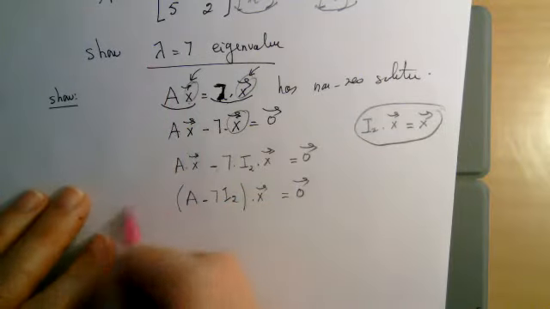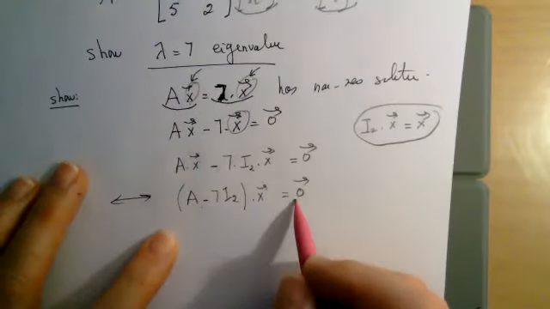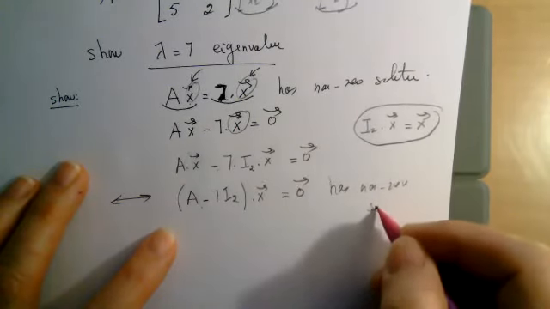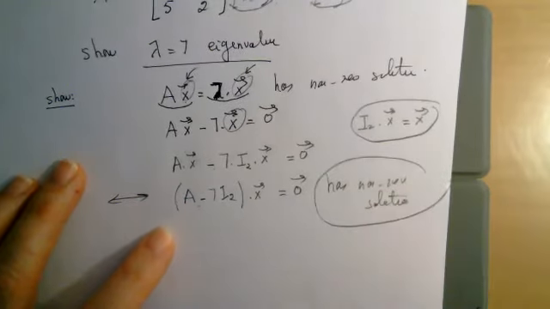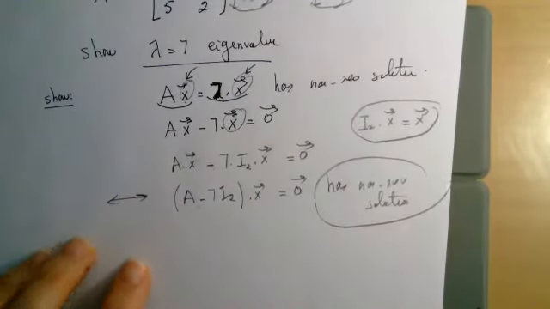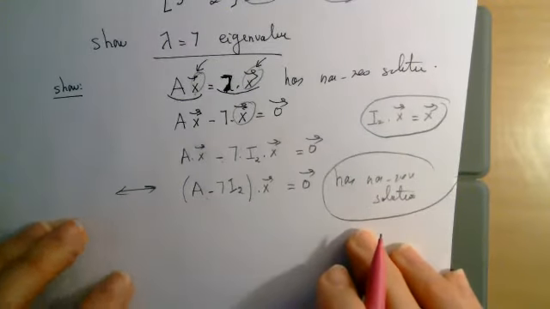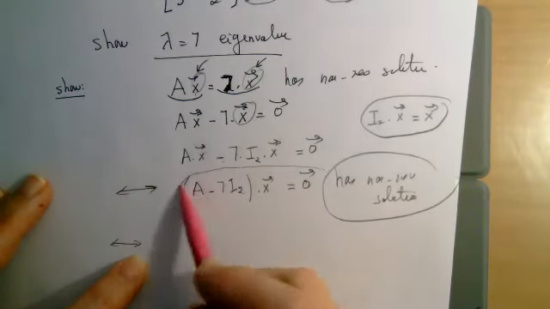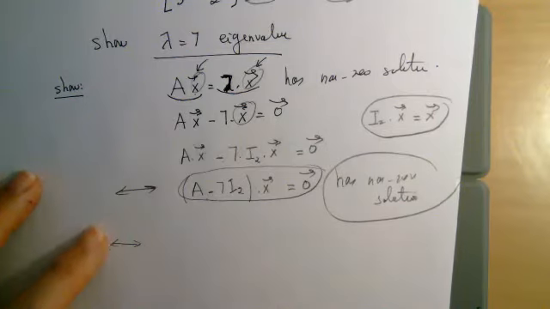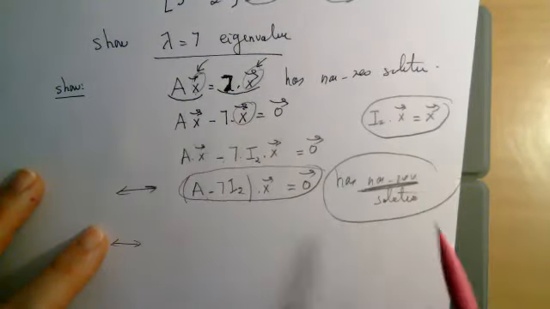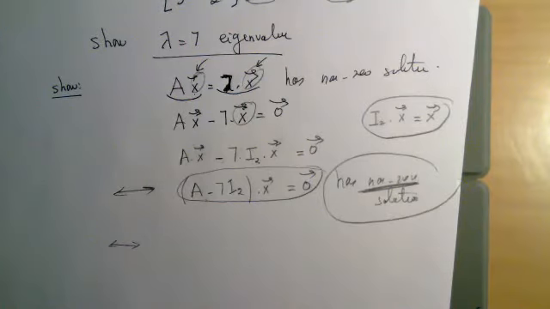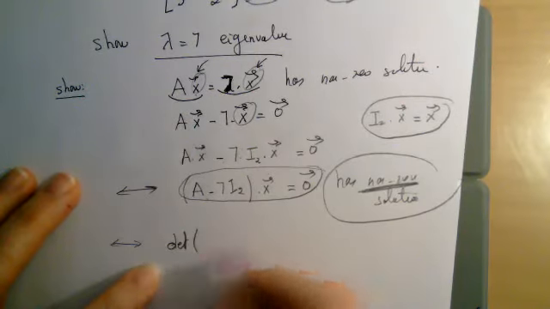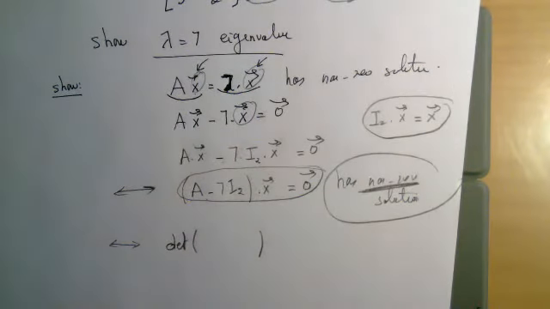So lambda equal to 7 is equivalent to showing that this equation, which is a homogeneous equation, has a non-zero solution. Okay. Now, I need the determinant. I want to bring back the determinant. Under what condition on the determinant does this equation have a non-zero solution? That's exactly what I want. So this occurs if a certain determinant has a certain value.